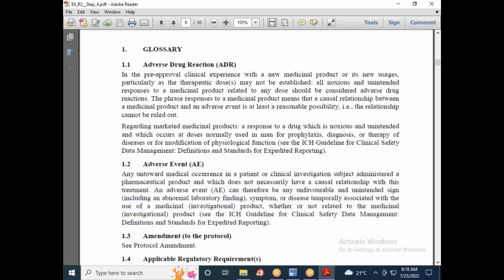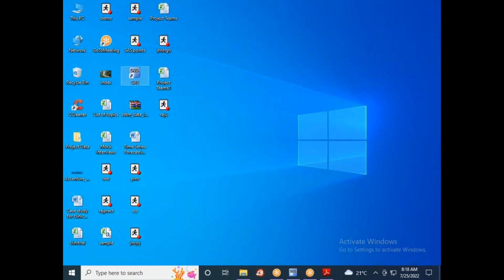ADR, adverse drug reaction. You can easily download this document from the internet. All that you need to type is ICH GCP E6 PDF. You will be able to open that PDF.